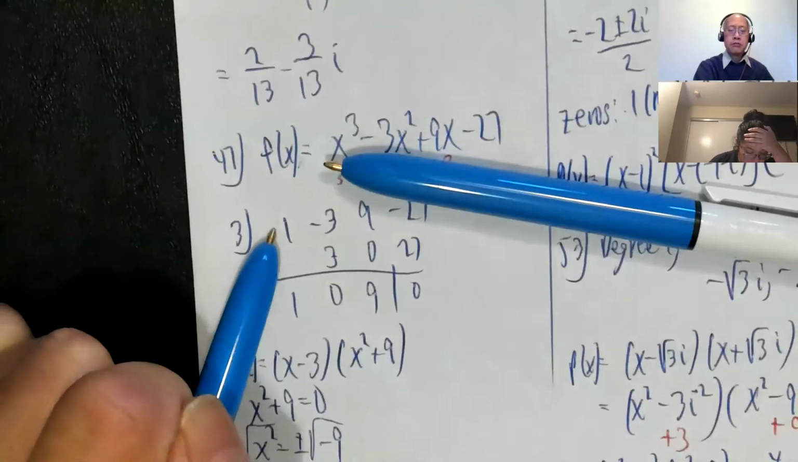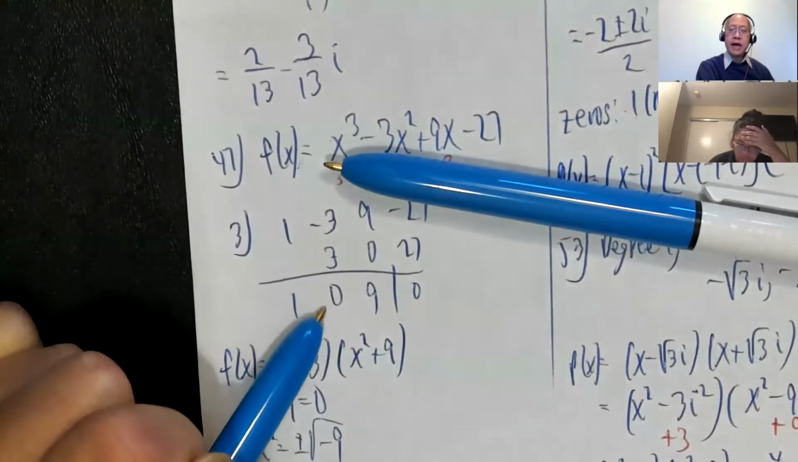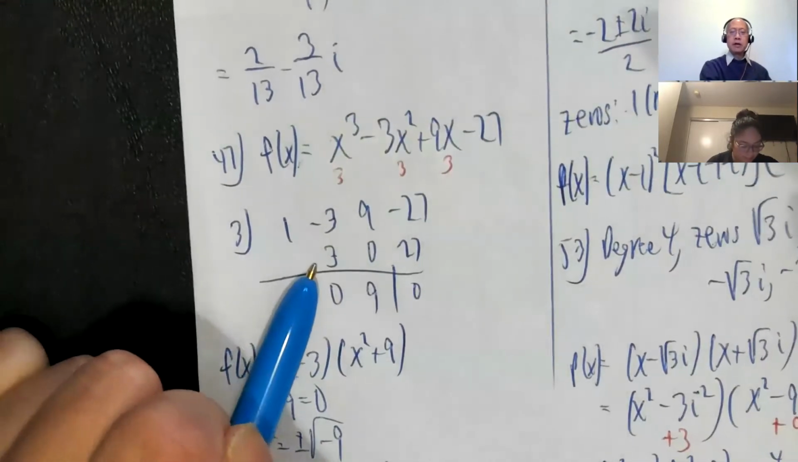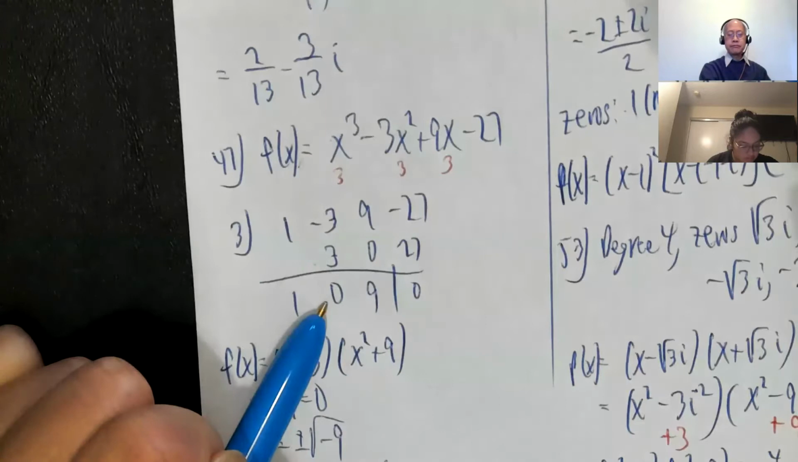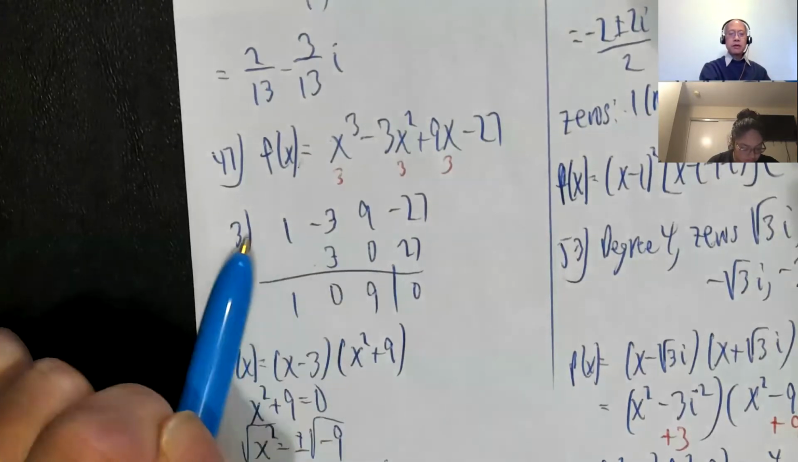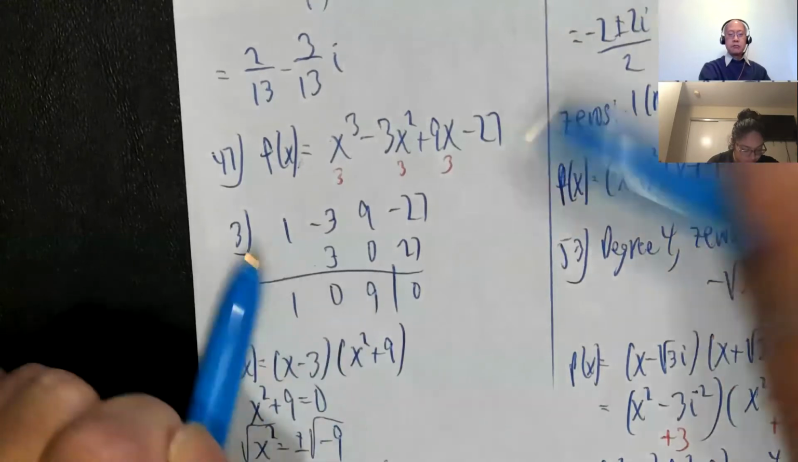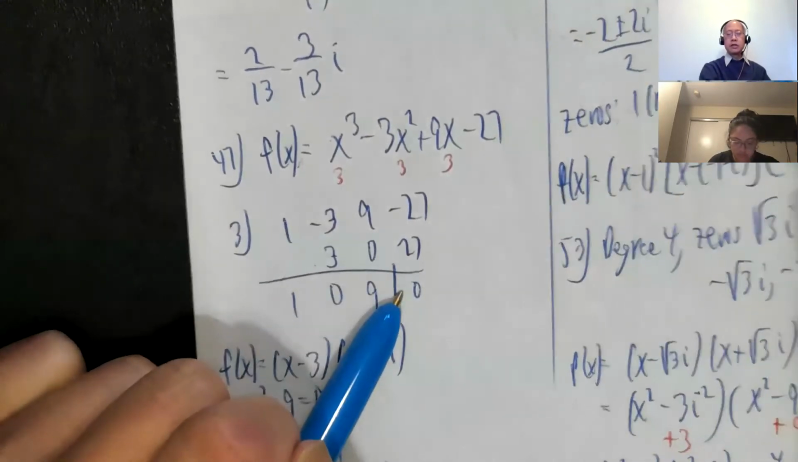All right, so here we go. Bring down the 1, and then multiply, add, multiply, add, multiply, add. So 3 times 1 is 3. Add 0. Multiply, 3 times 0 is 0. Add 9. Multiply, 3 times 9 is 27. Add, 0.